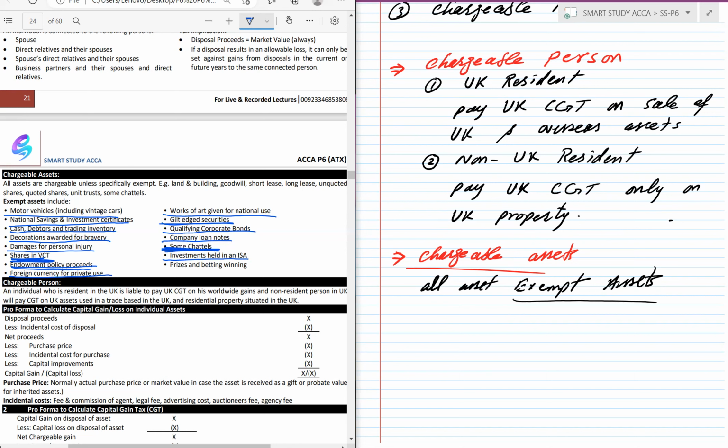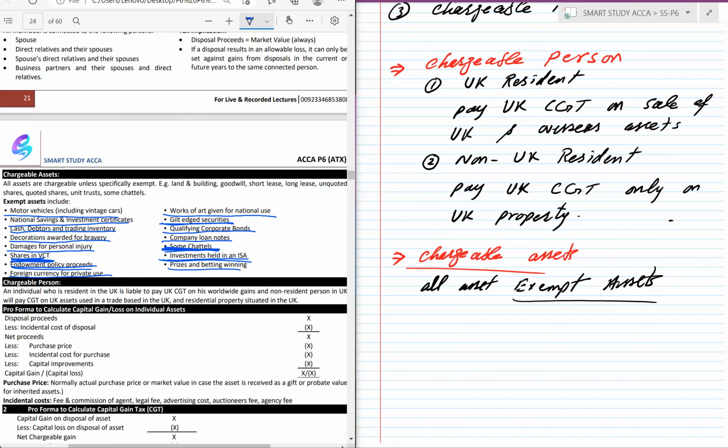Investment in ISA. ISA stands for individual saving account. If you have deposited your money into an individual saving account, the bank will invest your money into different shares and securities, and any return in the form of capital gain from an individual saving account will be totally exempt. Prize and betting winnings are also tax free.